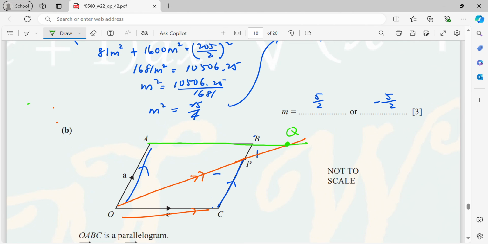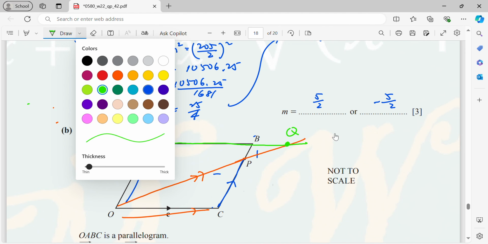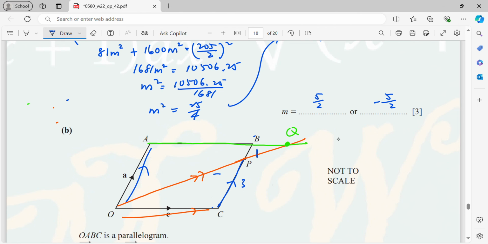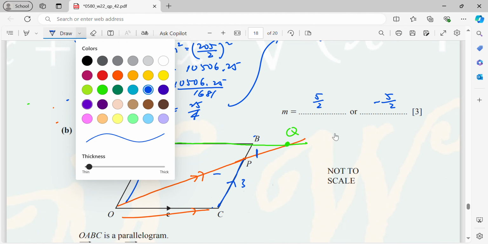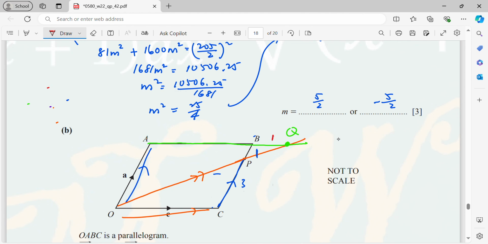Okay, so now what is the OQ? So from here, right, previously we know that the ratio here is 3 to 1. So when you extend, I will say that this is going to be 1 and this is 3. Okay, which means BQ, right, is, okay, wait, let me check.